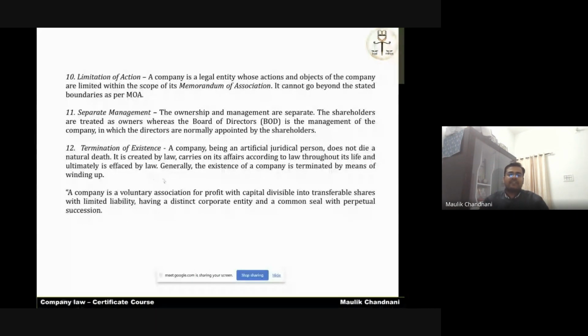Termination of existence, as we have discussed, is that it has a perpetual succession. Its existence will terminate only when you follow a proper winding-up procedure. Unless the winding-up procedure is followed, the company will continue to remain a legal personality.